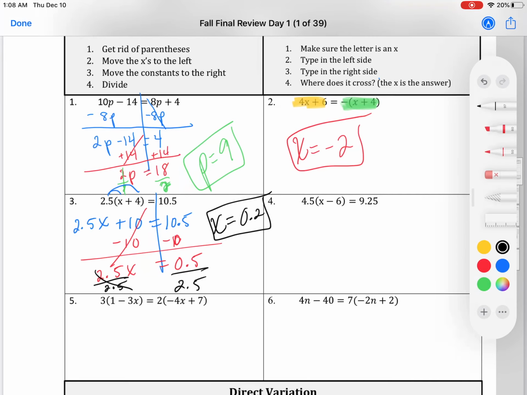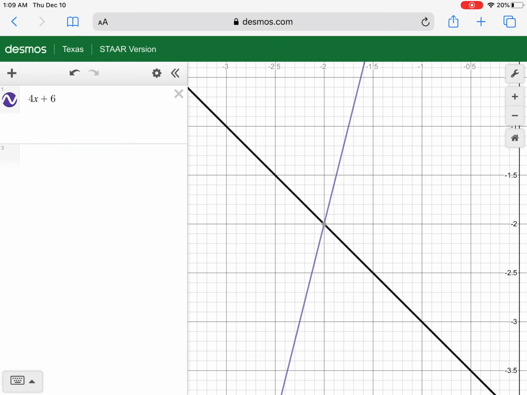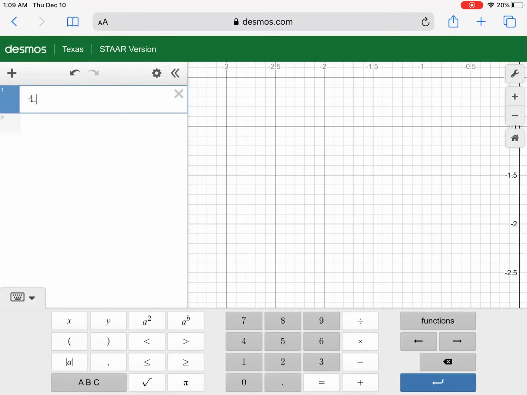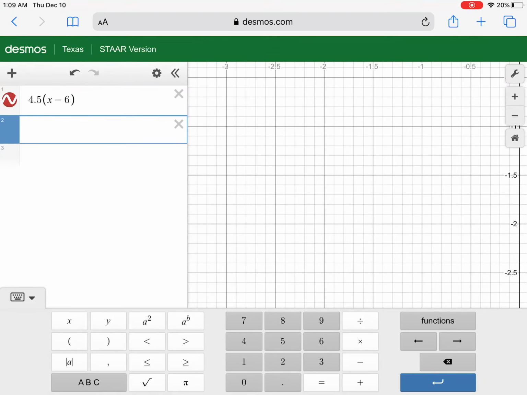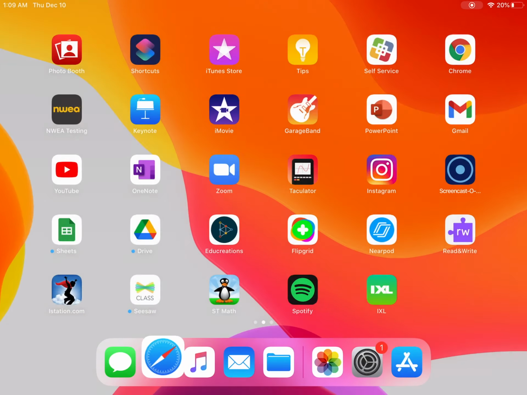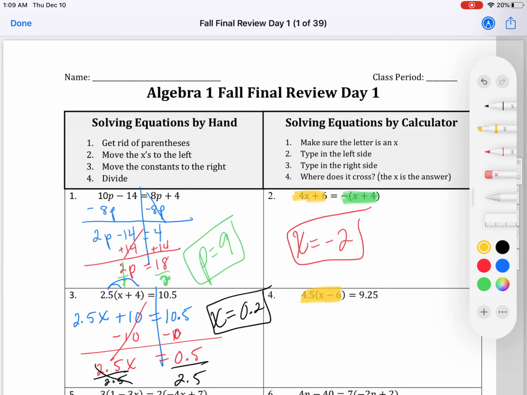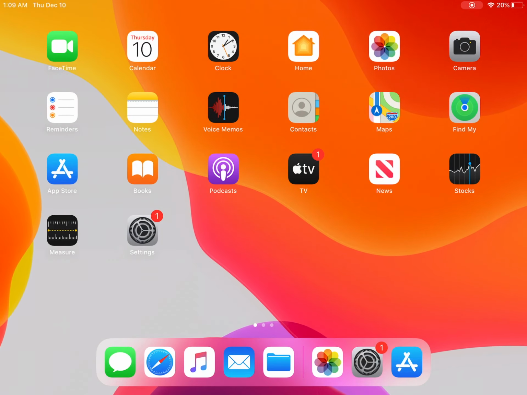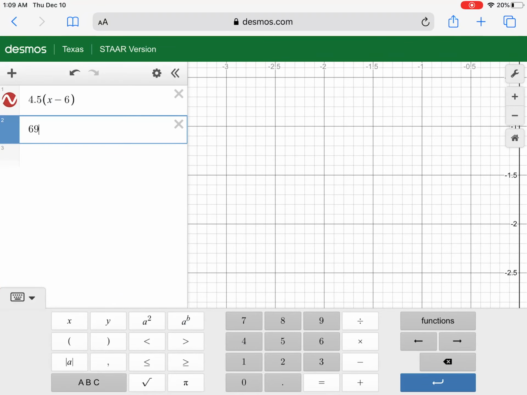Okay, let's try number 4. In Desmos, what it said is we take the left side and we plug it into the computer. 4.5 parentheses x minus 6. Okay, exactly like we saw it, we type it in Desmos. Step 2, take the right side, plug it into Desmos. 9.25.